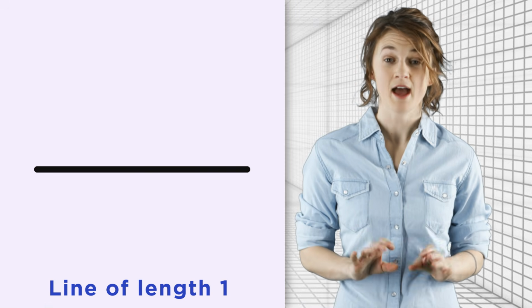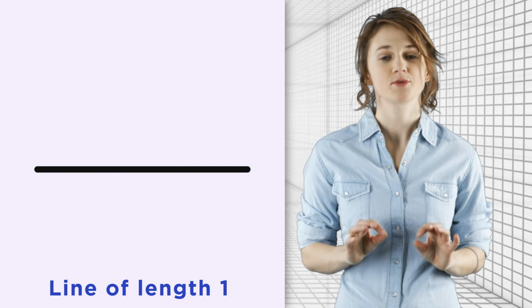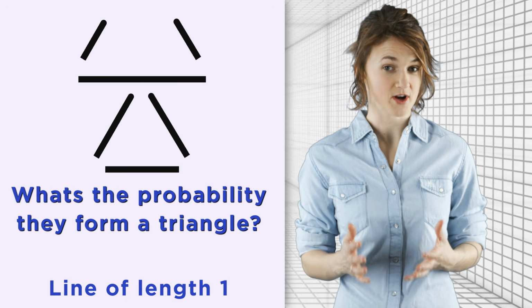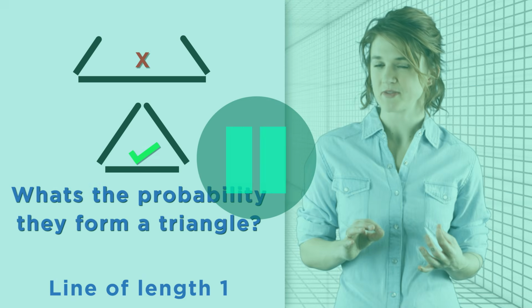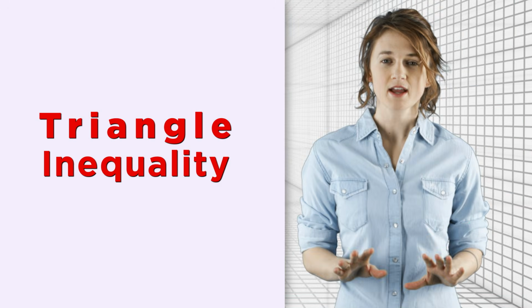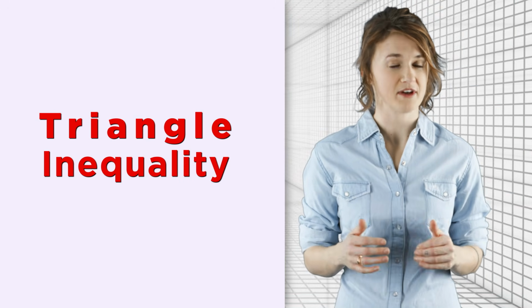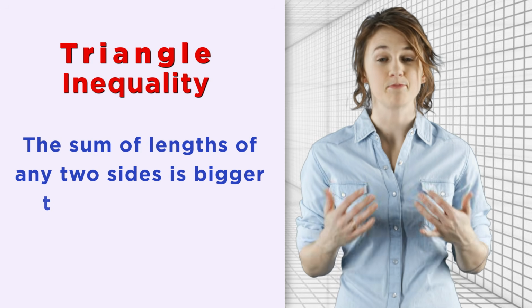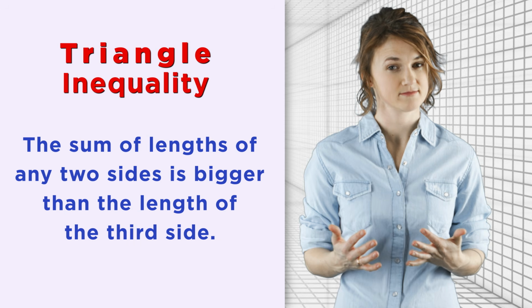Next problem. Take a stick of length 1 and randomly break it twice, so it's in 3 pieces. What's the probability those form a triangle? Pause here to think about the answer. The triangle inequality is a commonly cited fact about triangles. The sum of the lengths of any two sides is bigger than the length of the third side.